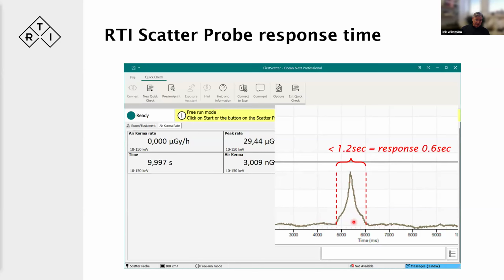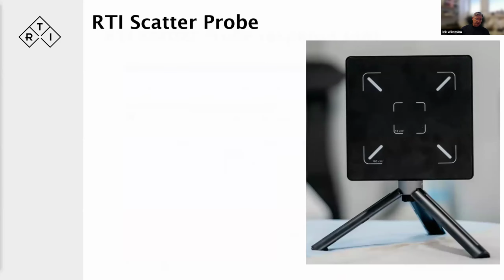And then if we divide that by 2, again, the response there is 0.6 seconds. So that's a lot quicker, and also for radiation with very, very low dose rates that we've got here. And this is what it looks like when we have it in a close-up.